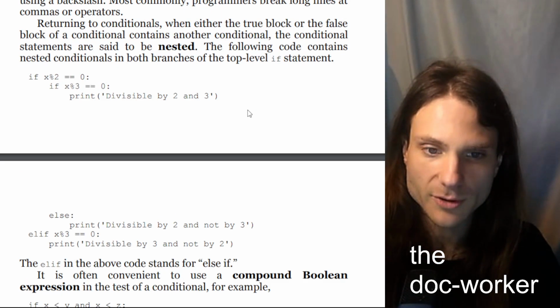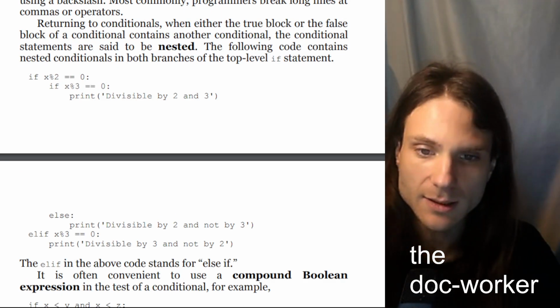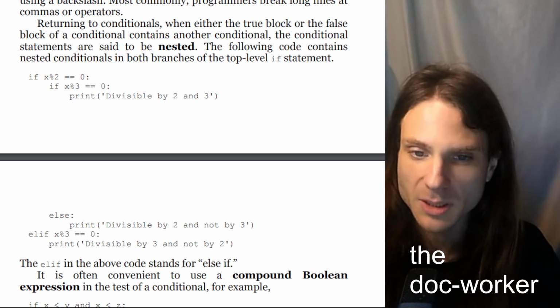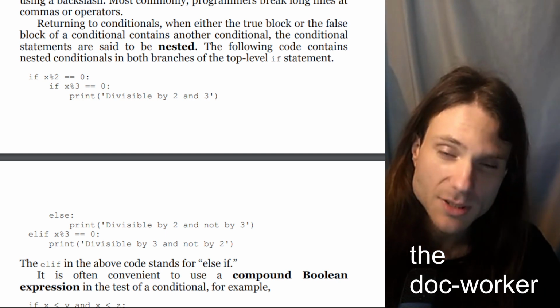Many Python programmers prefer using implied line continuations to using a backslash. Most commonly, programmers break long lines at commas or operators.